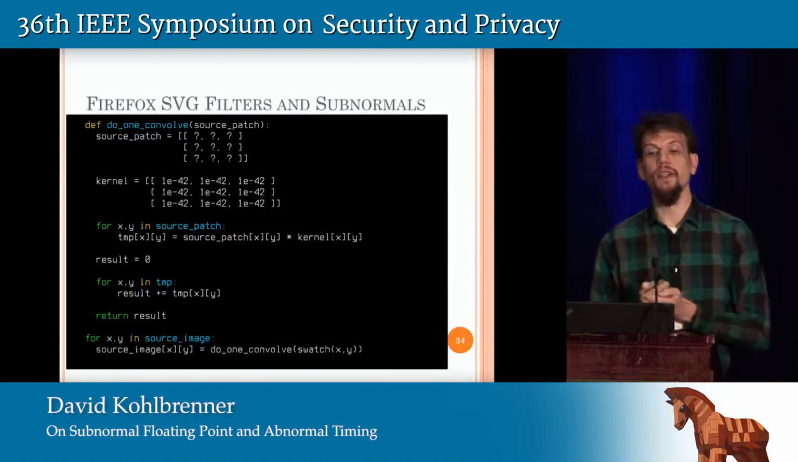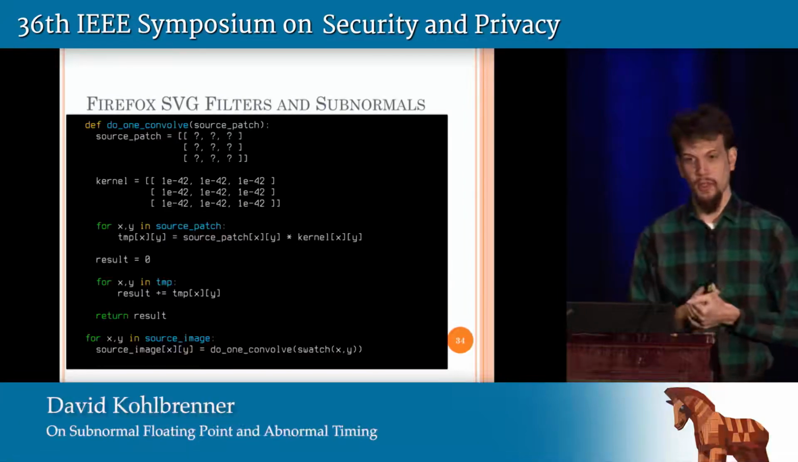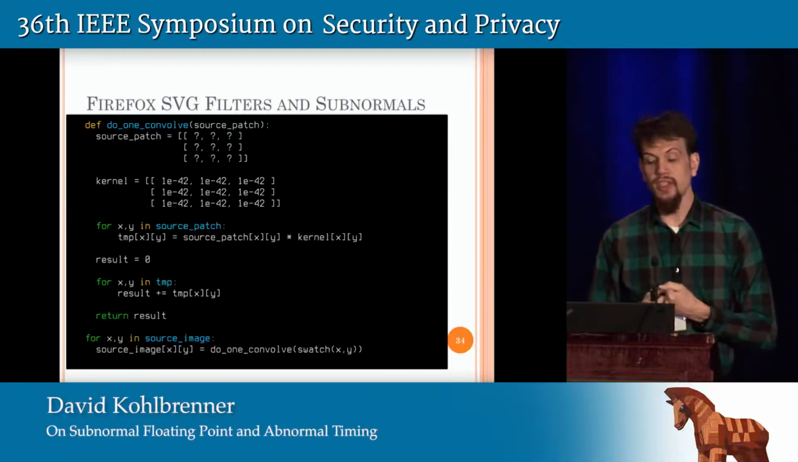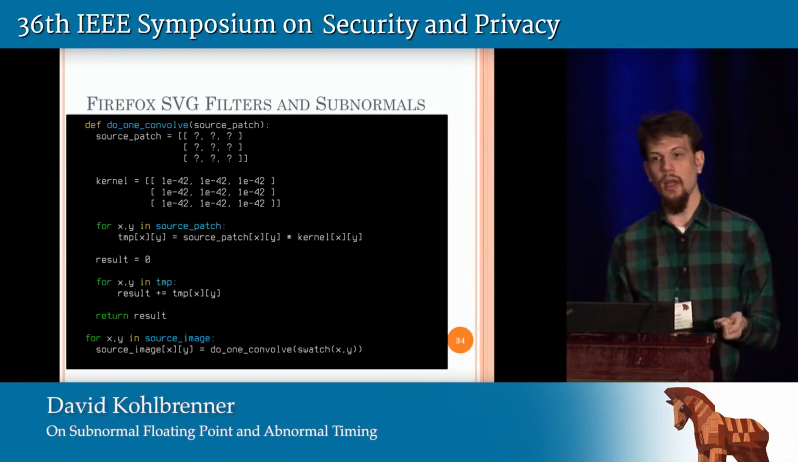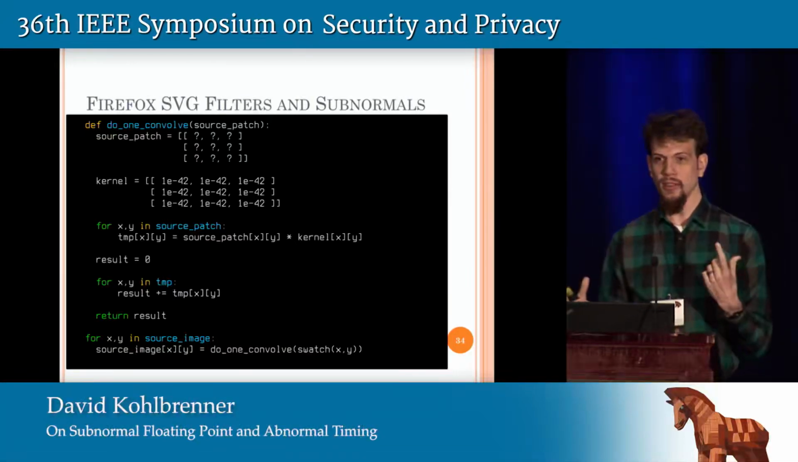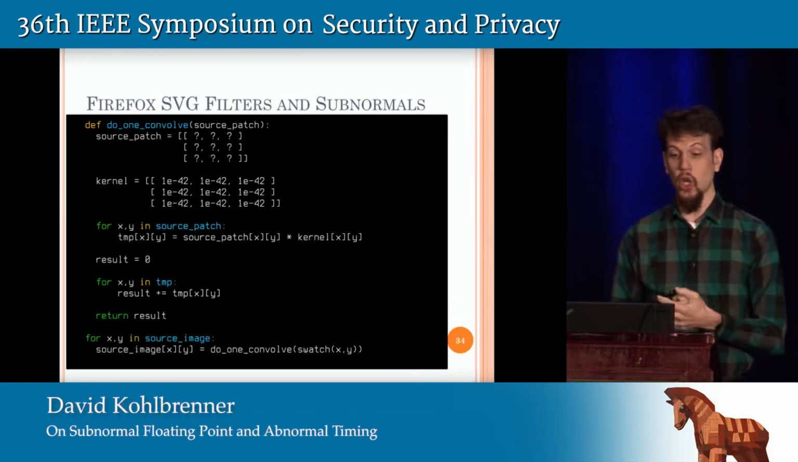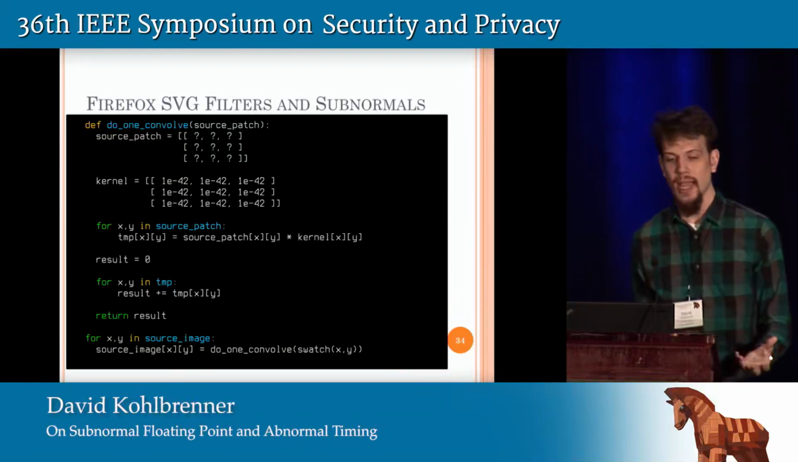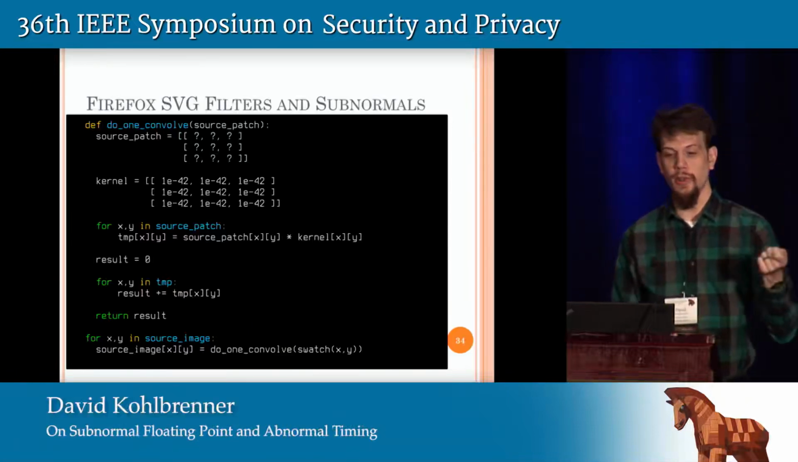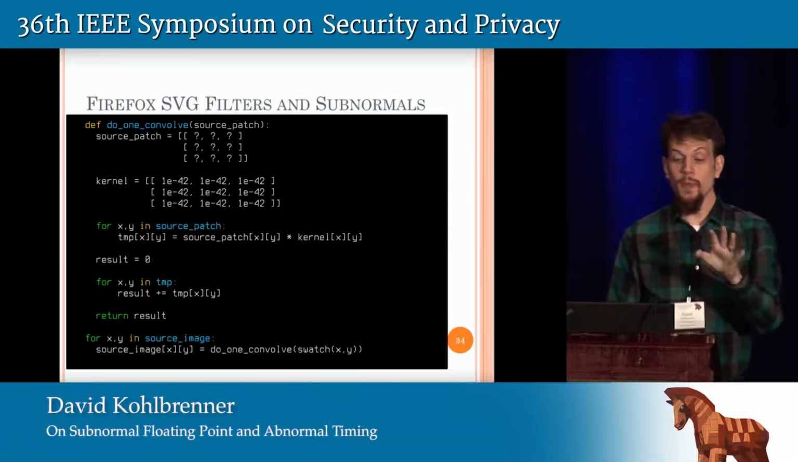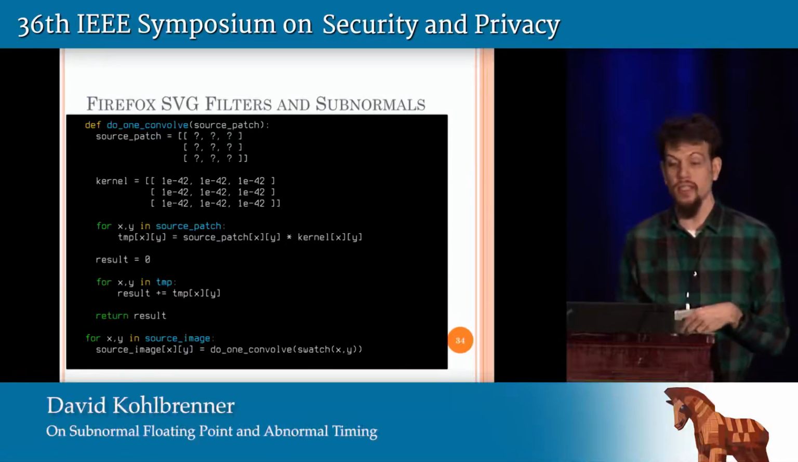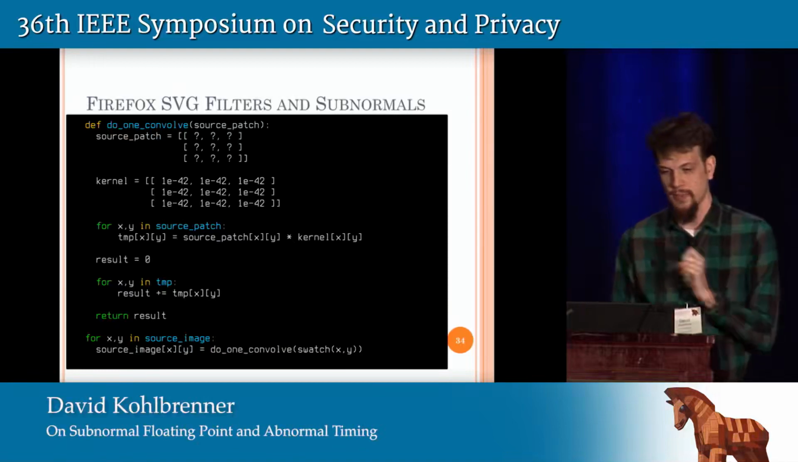Now, this is a simplified version of the convolution filter in Firefox, which is what we use to implement our attack. This is run over every pixel in the target div that you're running it over, and it's going to take a swatch of nearby pixels, and multiply it against a kernel. The kernel is what is controlled by the attacker, and then it's going to sum up the result of that multiplication and set that to the new pixel value. So the source patch in this case is the unknown data of some sort, and we as the attacker have set the kernel to be some suspiciously small floating point values.